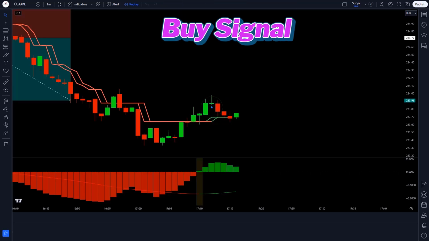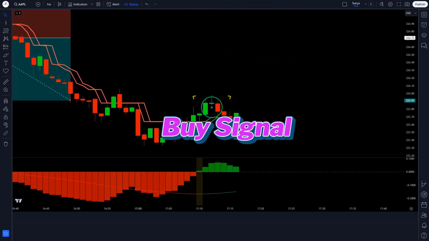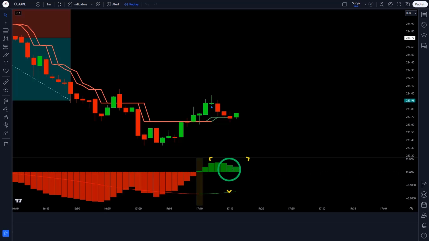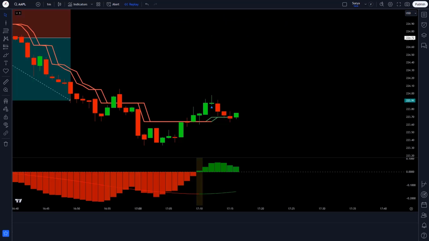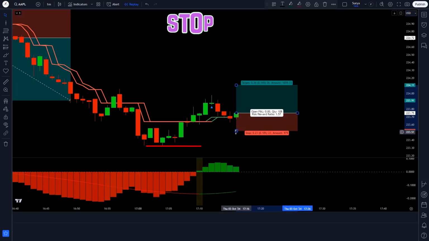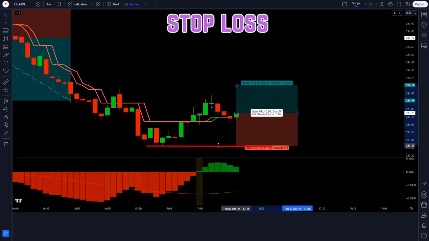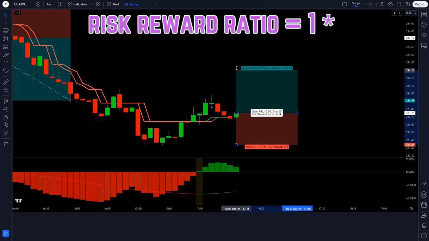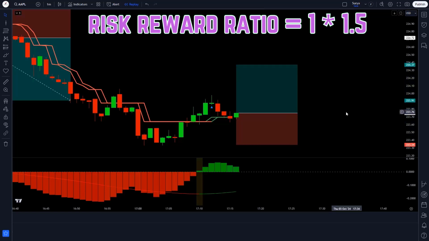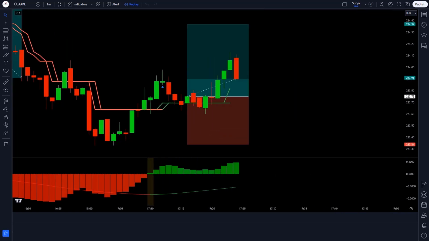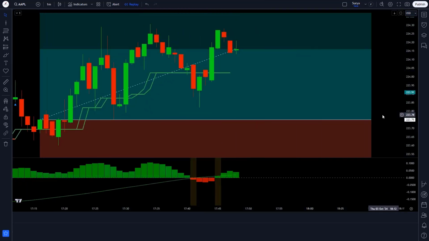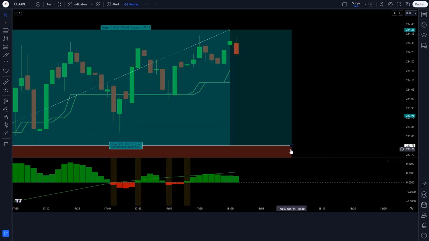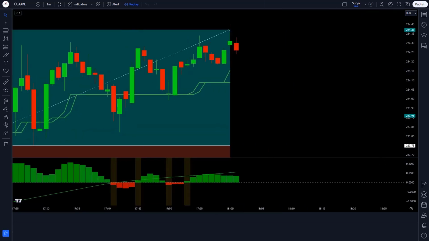When the Trend Buy Sell Signals Indicator gives us a buy signal, when the Bull Trading Elliott Wave Oscillator Indicator has created a green histogram, when the market forms a bullish candle, if this condition is met, we will take a buy order. Our stop loss is to be placed at the previous low of the market, and the risk to reward ratio will be 1 to 1.5. Let's see what happens to our trade. Our trade is running in profit. We have won the trade. Let's find the next trade.